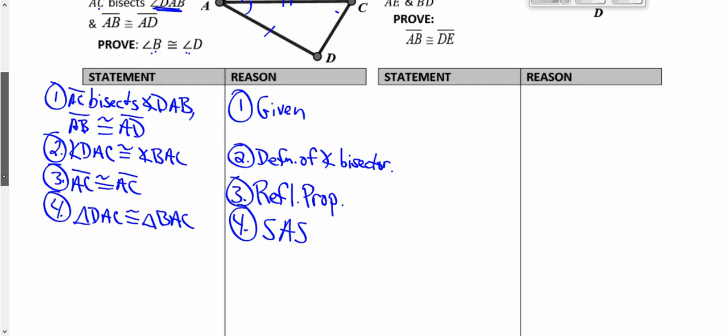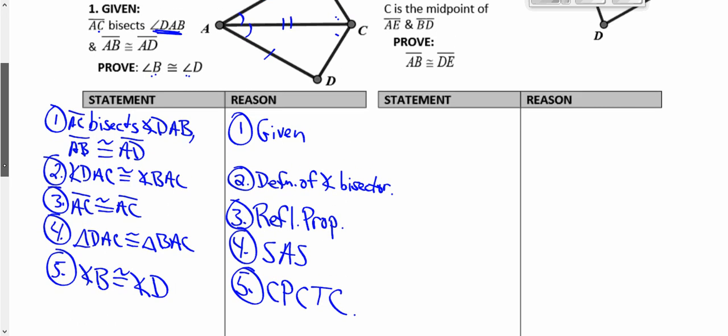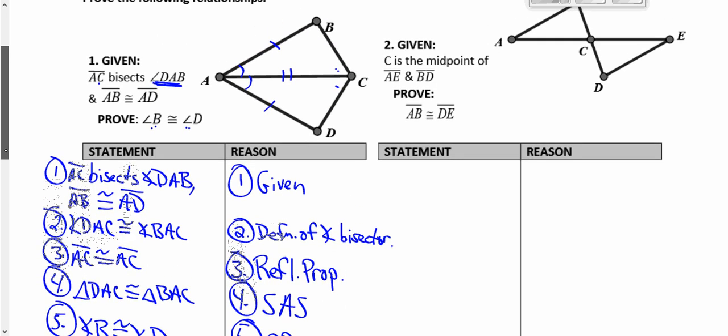And now we can state what? Angle B congruent to angle D. Reason? CPCTC. Corresponding parts of congruent triangles are congruent. Okay? It's not much more than yesterday. Similar. Okay? You'll see some of the proofs will throw a couple little twists in there that we'll have to adjust for. And maybe I'll have to show you some things as we go.